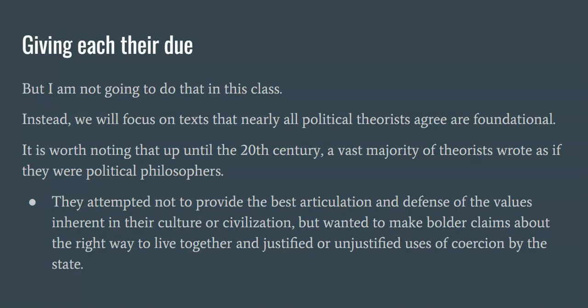Now, one thing that's worth noting, and I don't know if this is a point in favor of one or the other of these sides in this dispute, is that a vast majority of theorists who wrote up until the 20th century wrote as if they were political philosophers. In other words, what they did was not attempt to provide the best articulation and defense of the values inherent in their culture or civilization, but they wanted to make bolder, broader claims about what is the right way to live together and what are justified and unjustified uses of coercion by the state. In other words, they wanted to know the truth about what rights we have and where those rights come from, not just try to articulate what their contemporaries thought what rights they had and where they came from.